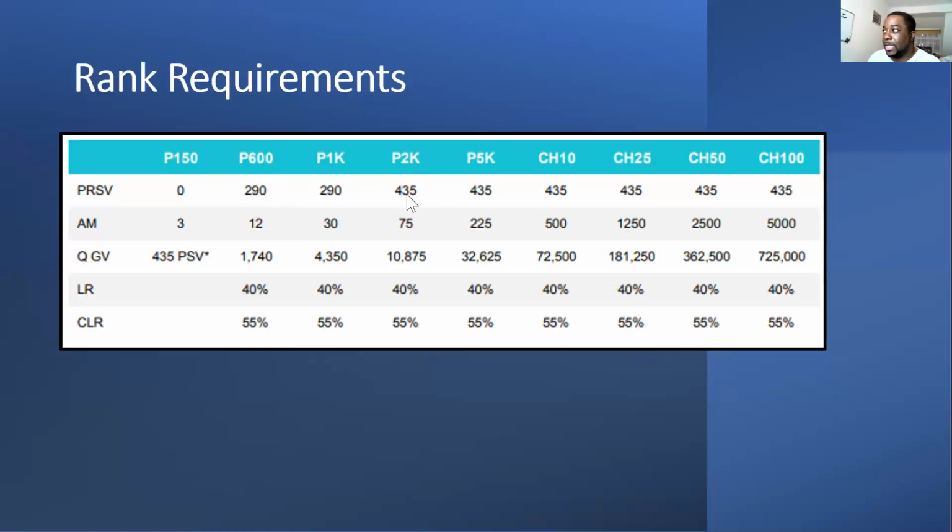Now, when you get into P2K regions, you need 3 customers, 3 personals. Sign up as customers, not IBOs. Okay? 75 people, that's 75. And I'll tell you how it is with Elite in a bit. And you see the qualified group volume that you need to have. And you see the 40 rule and the 55 customers. Now you can see here, free customers, free personals, all the way up to Chairman 100.